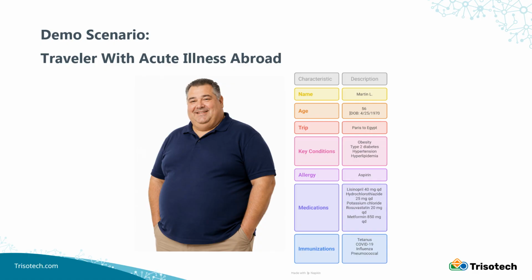During the second week, he develops loose stools and vomiting. A clinical note classifies the problem as severe traveler's diarrhea with dehydration, mild hyperglycemia, and mild increase in blood pressure.